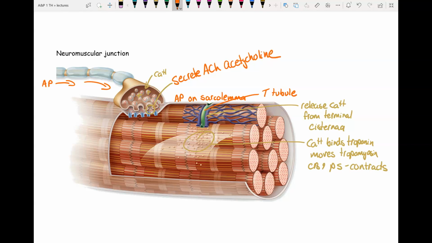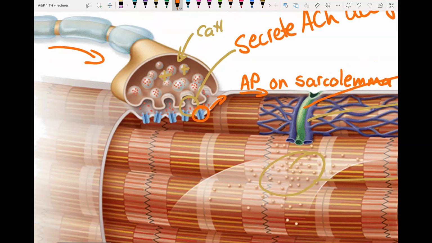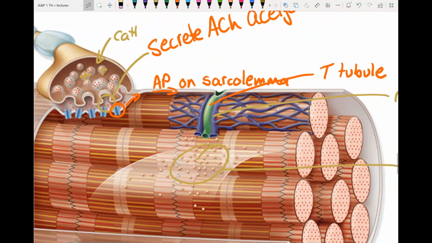Acetylcholine is the neurotransmitter that is used to stimulate skeletal muscles. The acetylcholine diffuses across the cleft. Here are the receptors on our postsynaptic membrane, and now our postsynaptic membrane is the sarcolemma of a muscle fiber. These gates open, they let sodium in, potassium out, and that creates an action potential on the sarcolemma. Then when you get over here, that action potential goes down the T-tubule.